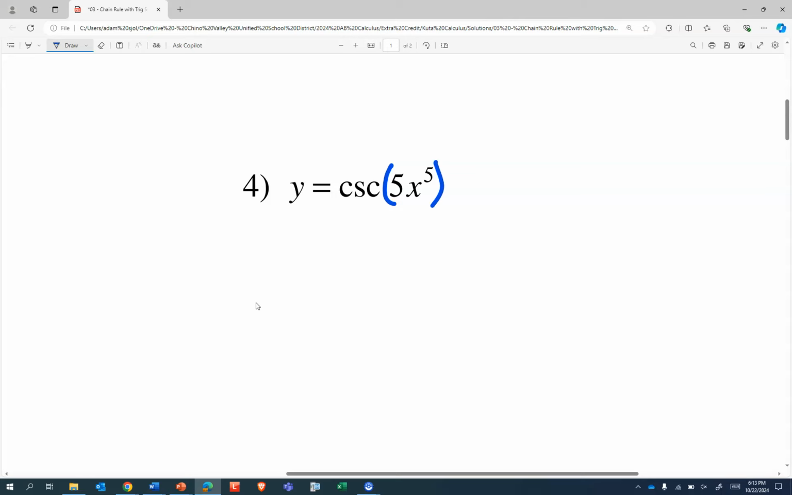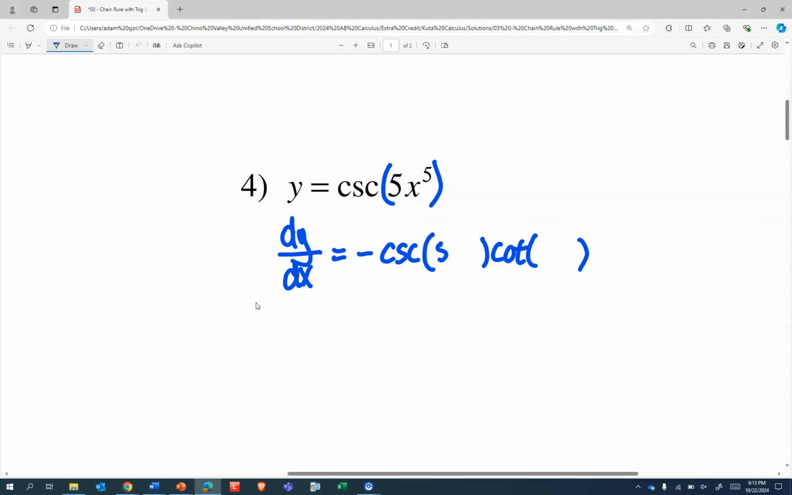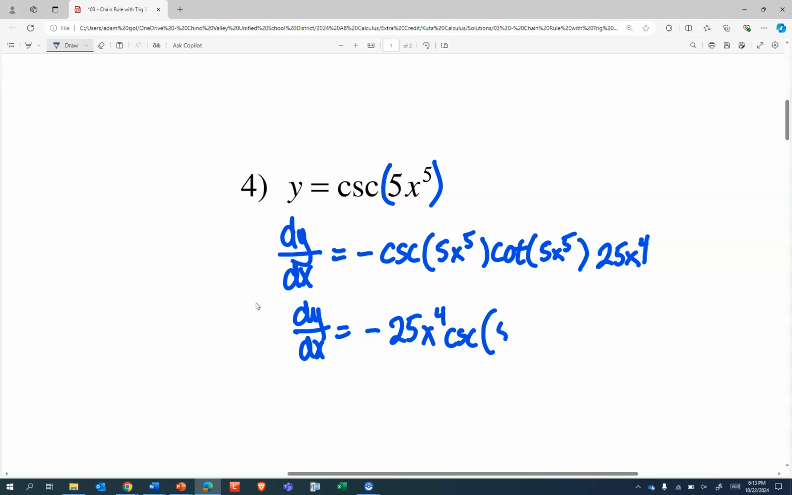5x to the fifth is the input to cosecant, so dy dx is negative cosecant stuff, cotangent stuff, and that stuff is 5x to the fifth, which has a rate of change of 25x to the fourth. So dy dx is negative 25x to the fourth, cosecant of 5x to the fifth, cotangent of 5x to the fifth.